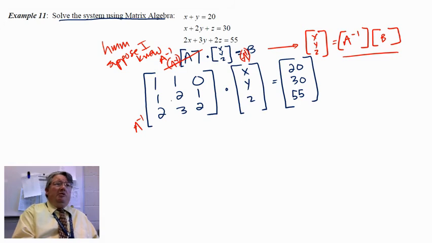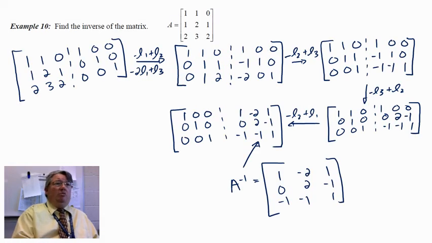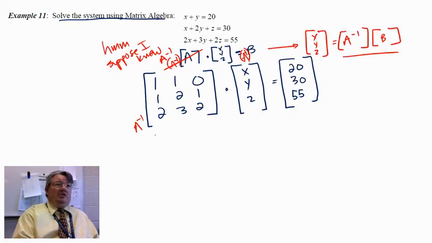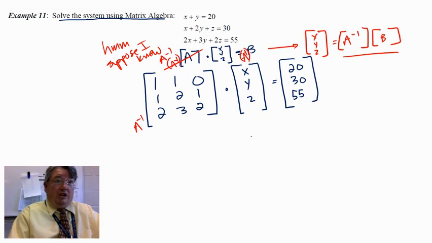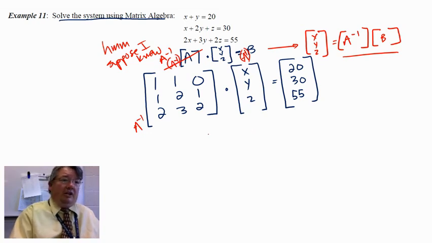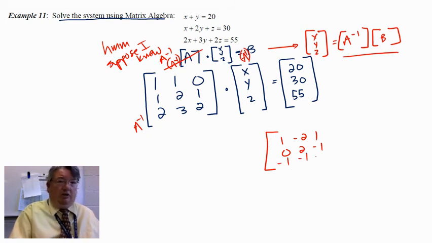Well, if you remember the last slide, that was 1, 1, 0, 1, 2, 1, 2, 3, 2. We just found the inverse of this. I do know the inverse of this. The inverse of this is that thing that I just found, which I wrote down right here. It is 1, negative 2, 1, 0, 2, negative 1, negative 1, negative 1, 1.